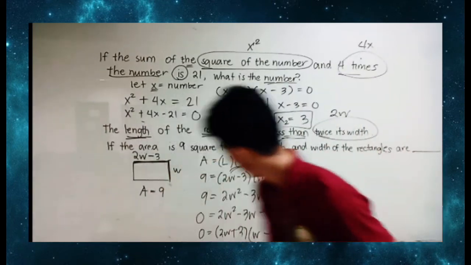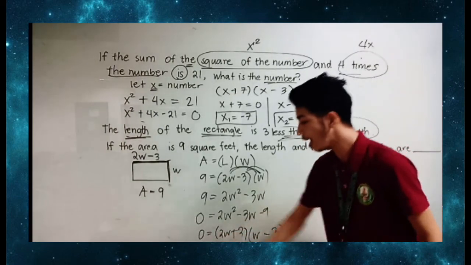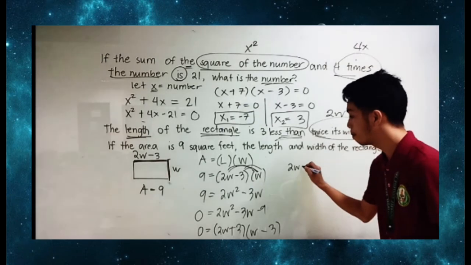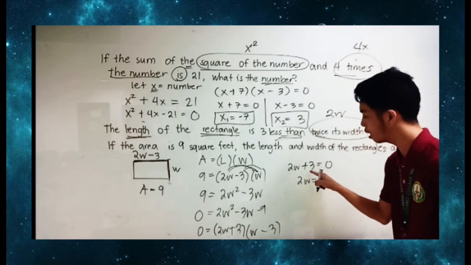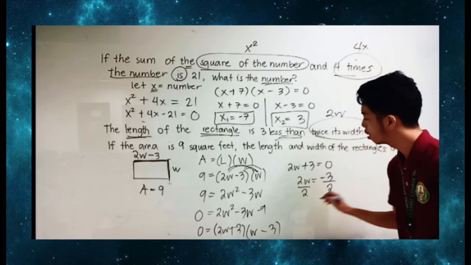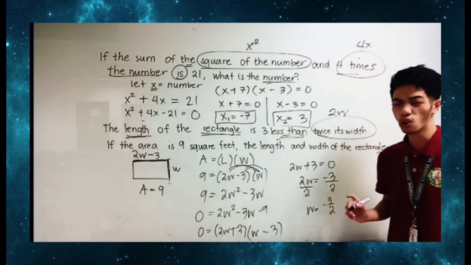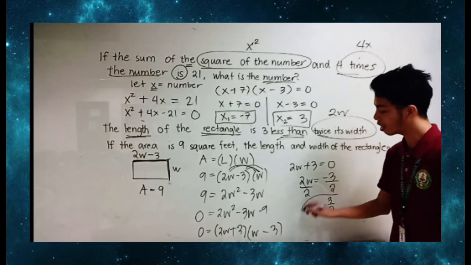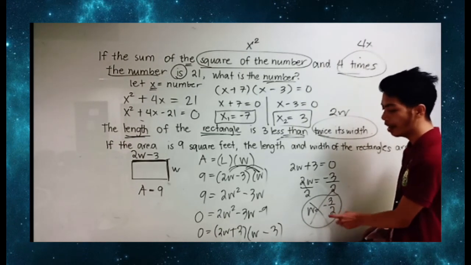Now, anong gagawin mo sa 2W plus 3 at W minus 3? I-equate mo sa 0. So, you have 2W plus 3 is equal to 0. You have 2W is equal to negative 3, ilipat yung positive 3, magiging negative 3. Divide both sides by 2. So, you have the width is equal to negative 3 over 2. Pero di ba, wala naman tayong width na negative. Kaya, disregarded ito, kasi wala tayong width na negative.